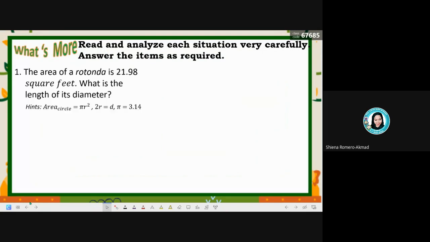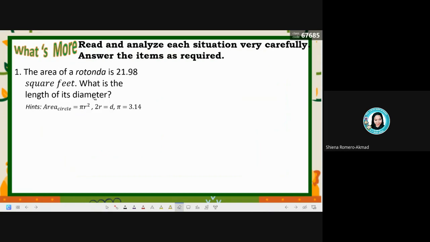So, I have here in number 1, the area of a rotonda is 21.98 square feet. What is the length of its diameter? When I say the rotonda, it is a building that has a circular space, no? Yung kanilang ground is circle. So, kung rotonda yung sinosolve dito, ibig sabihin, it's a circle. The shape is circle. So, kaya nga meron tayong hint, which is area of a circle, and the formula is pi r squared.